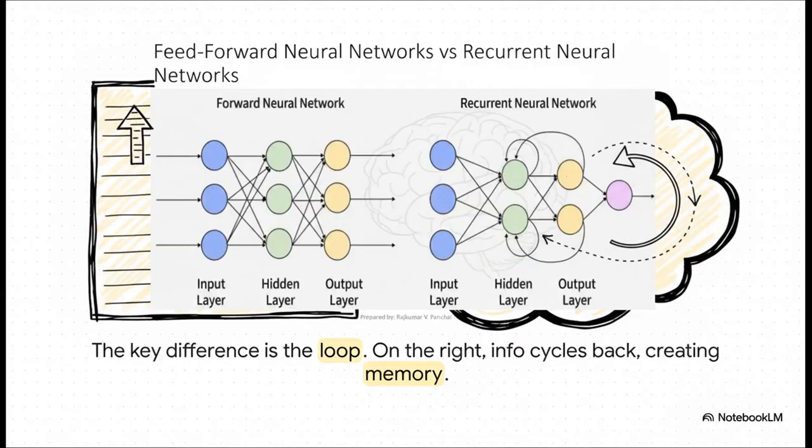And that brings us right to the heart of the matter. See, on the left, you've got your standard feed-forward network. Information just flows straight through one way. But on the right, that's our recurrent neural network. And you see that loop right in the middle? That little loop? That is the entire game changer. It's how an RNN literally creates a memory.